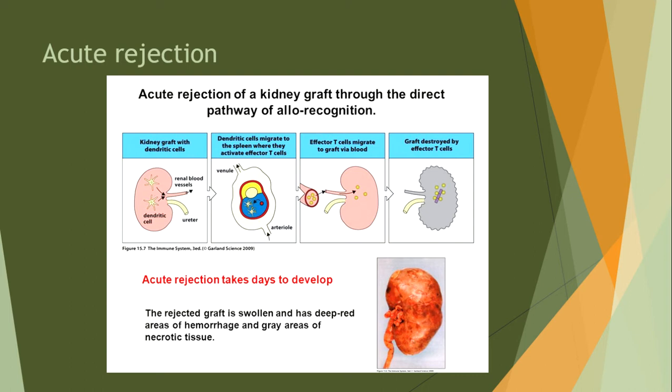On this picture, we see the mechanism of acute rejection of a kidney graft through the direct pathway of allorecognition. So we have a kidney graft with dendritic cells. Dendritic cells migrate to the spleen, where they activate effector T cells. Effector T cells migrate to the graft via blood. The graft is destroyed by effector T cells. Acute rejection takes days to develop. The rejected graft is swollen and has deep red areas of hemorrhage and gray areas of necrotic tissue.